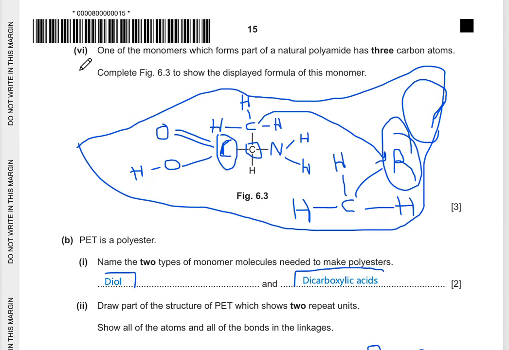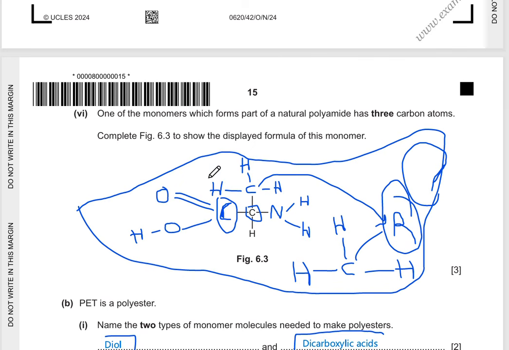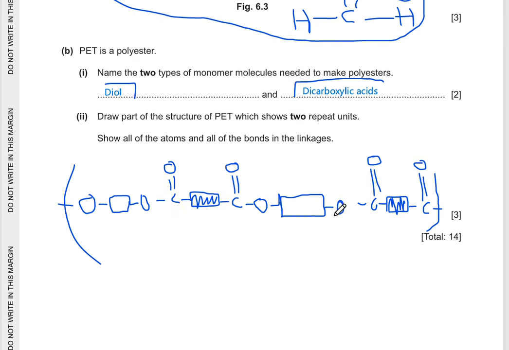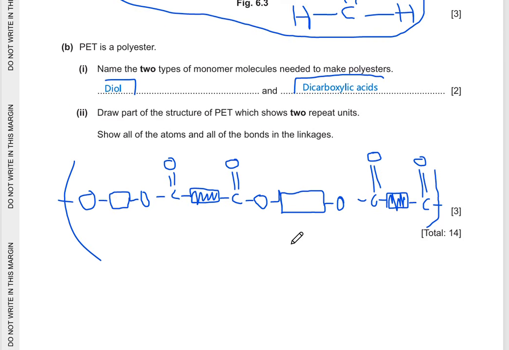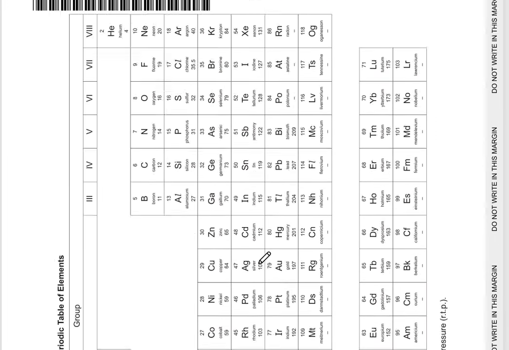And I'd say too that VI, this question was kind of difficult because it's not really known that students should know that R has the CH3. So yeah, this is kind of challenging. Diol, dicarboxylic acids. And yeah, fairly, it was alright. It was alright.